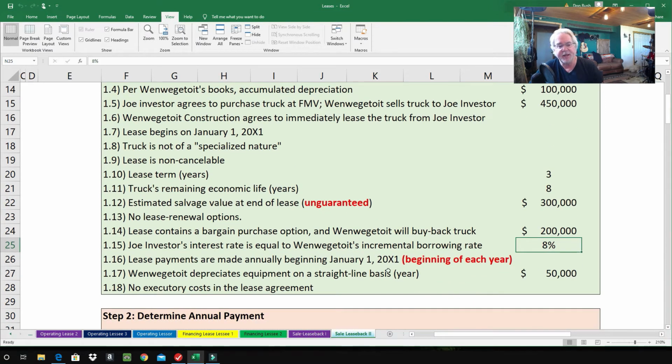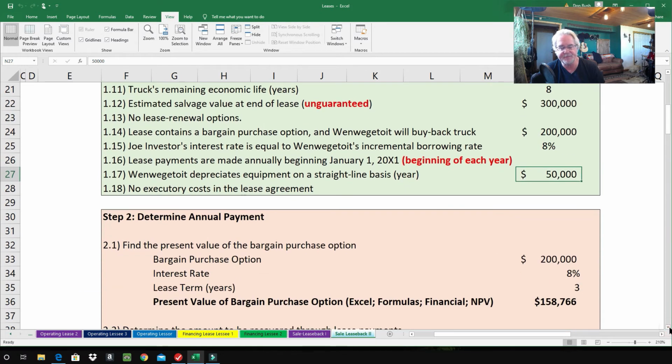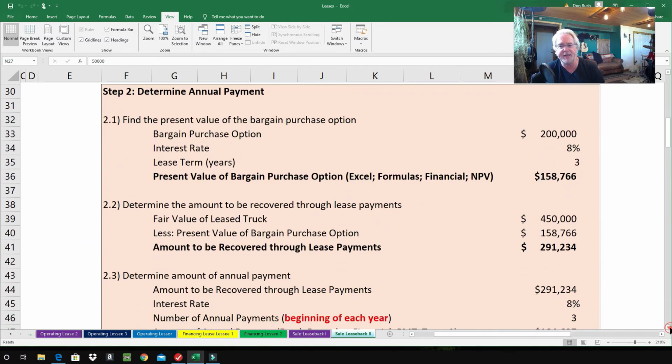1.16, lease payments are made annually at the beginning, January 1st, 2001, the beginning of each year, which is typical for a lease. And 1.17, when we get to it, depreciates equipment on a straight line basis, $50,000 per year. And 1.18, no executory costs in the lease agreement. So I wanted to keep things easy for us. Step number 2, here we go, determine the annual payment.